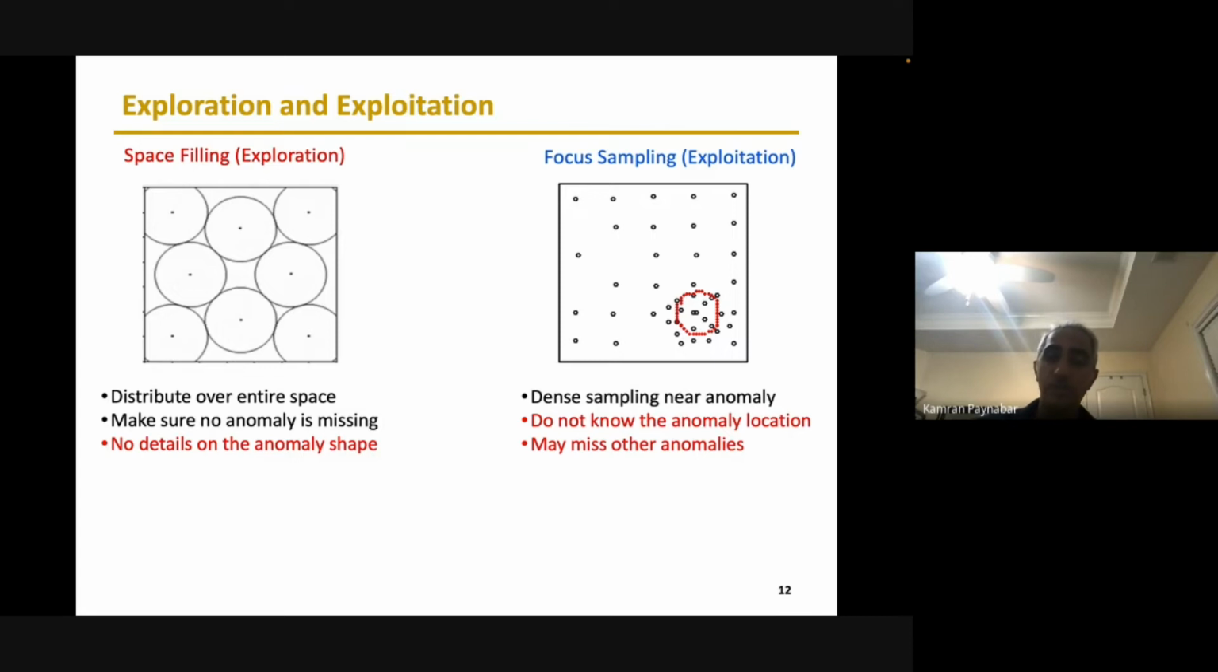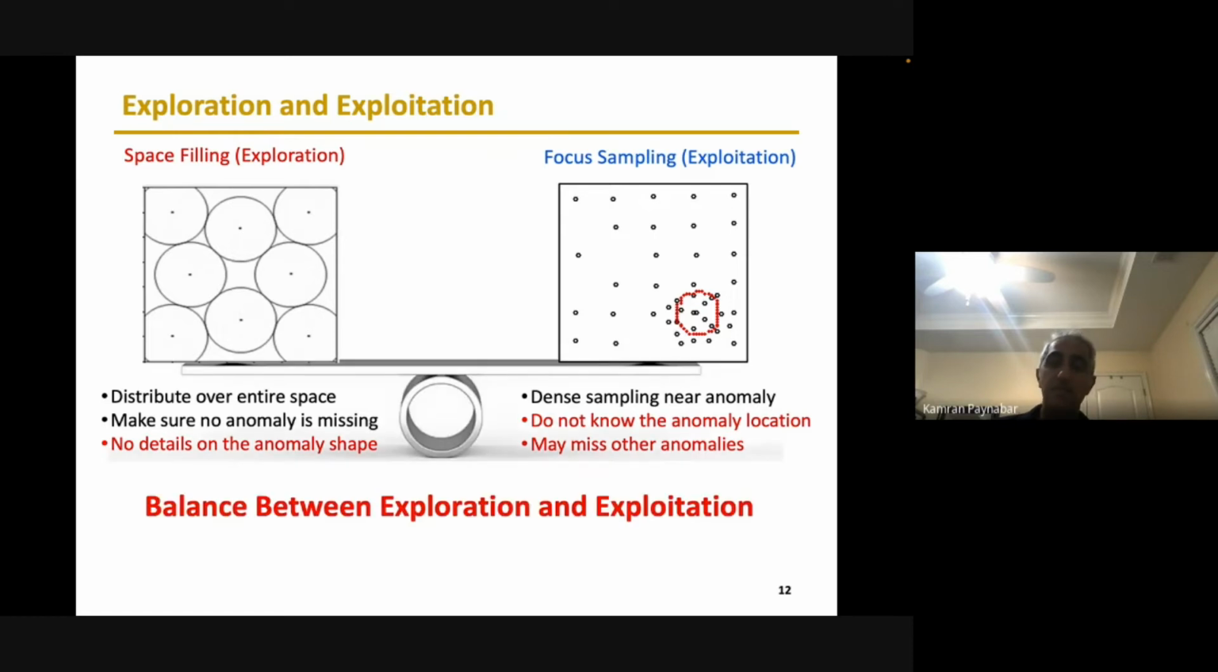So basically, dense sampling near the anomalous region, and we don't know the anomalous location in advance. If we only focus on exploitation, we may miss other anomalies in other locations. So there should be a balance between exploration and exploitation, and that is the main backbone of our methodology. We do exploration and exploitation at each step to make sure you are not missing any anomalies, and if you find any, you can identify the shape of it.